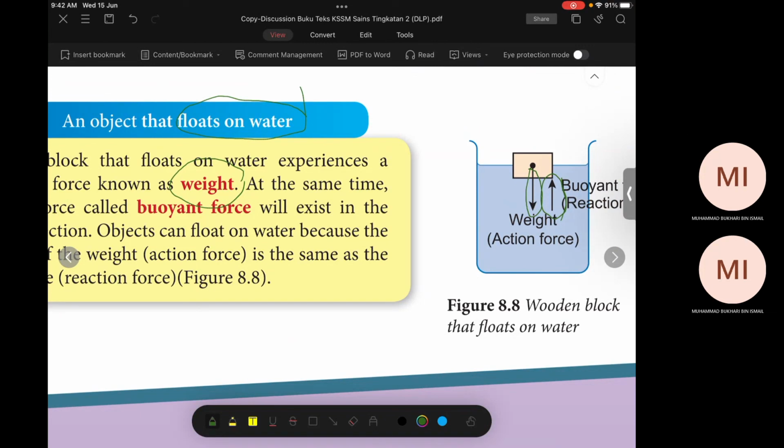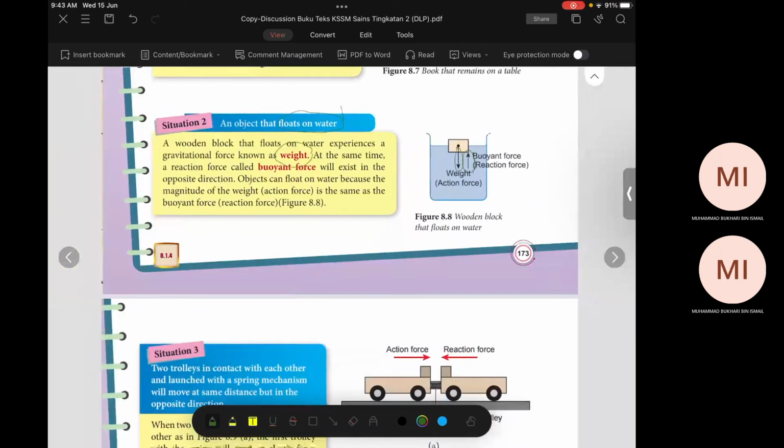Can you tell me, if the object is sinking, which one is bigger? Buoyant force or weight? Weight, okay, good. But if the object is rising, buoyant force will be greater than the weight. But if it is floating, it should be the same.